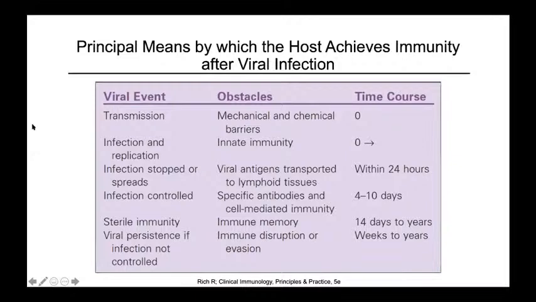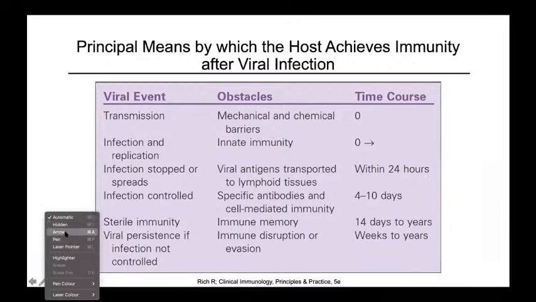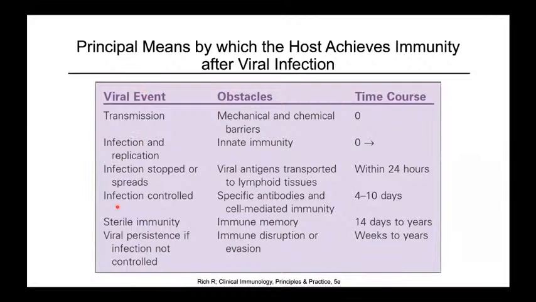So this table just summarizes the principal means by which the host achieves immunity after viral infection. The first column shows us the viral events, in terms of the events in the infective process. The second column shows the obstacle, or basically the host defense mechanism. And then the last column is a time course.